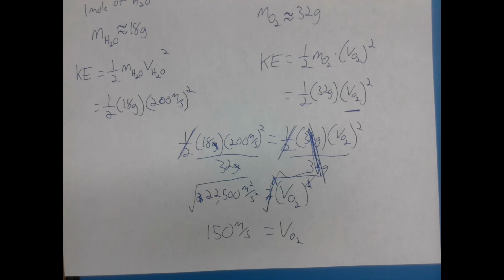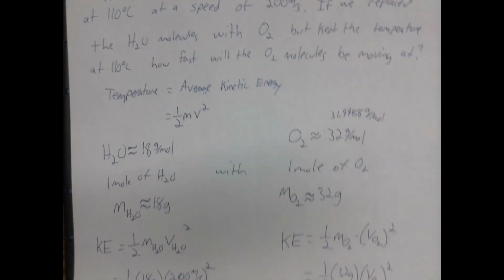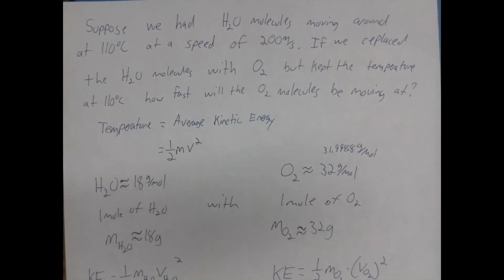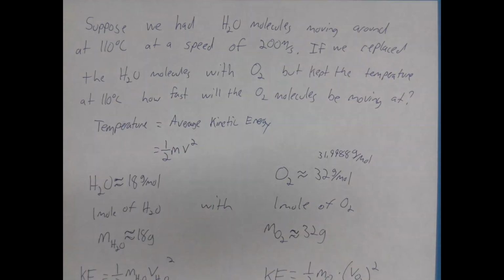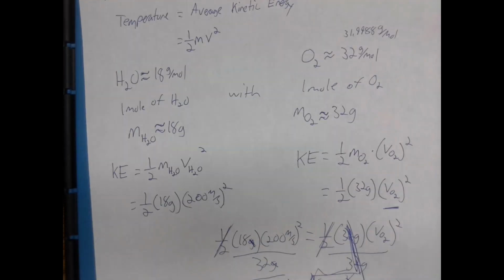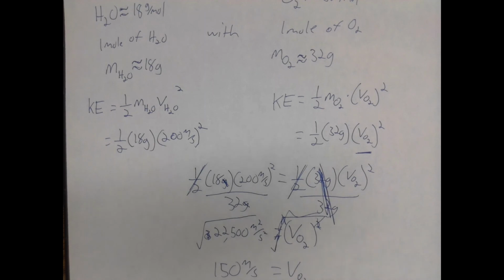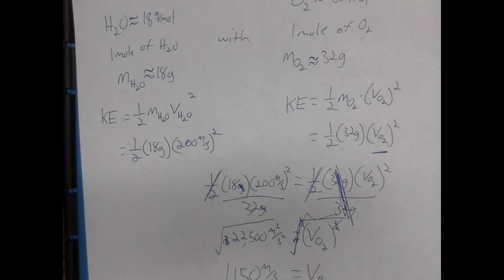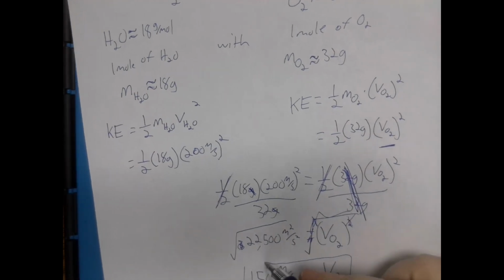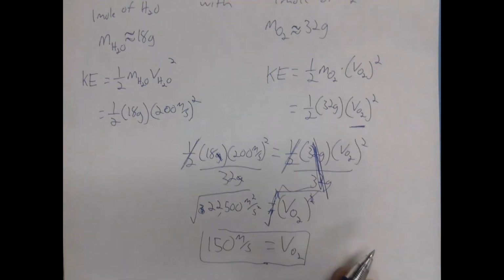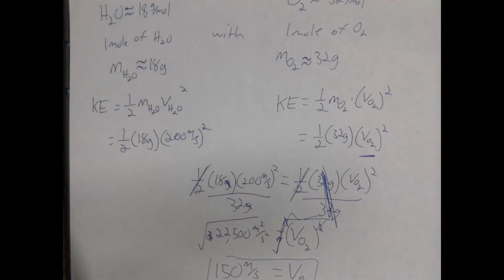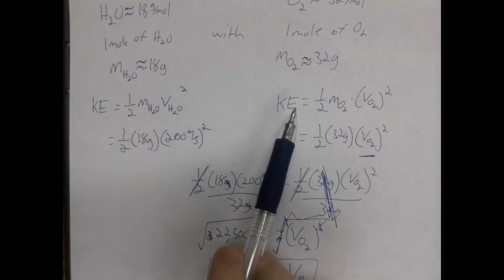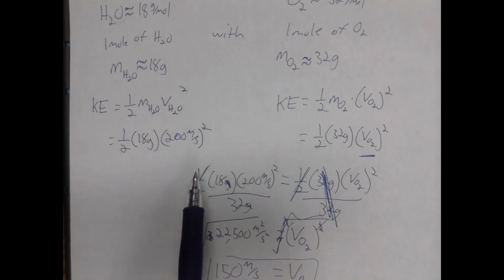I really shouldn't have specified 110 because this doesn't work out mathematically. 200 meters per second isn't the real speed of water molecules at 110 degrees, but it doesn't really affect the problem. All this really states is that they're moving differently. But anyway, this is how you would solve it. The key insight is that you need to find the kinetic energy of one molecule, find the kinetic energy of the other. These two must be equal if they're at the same temperature.